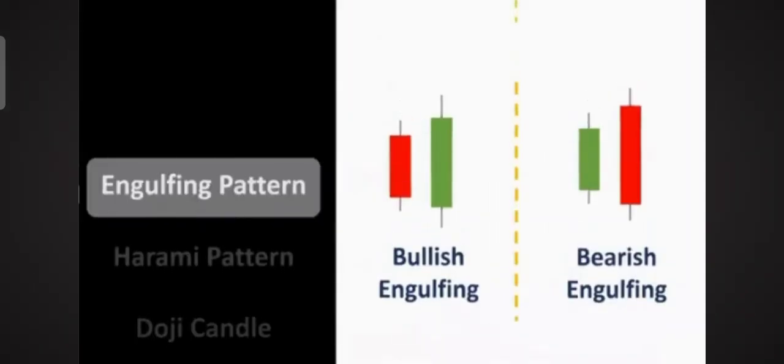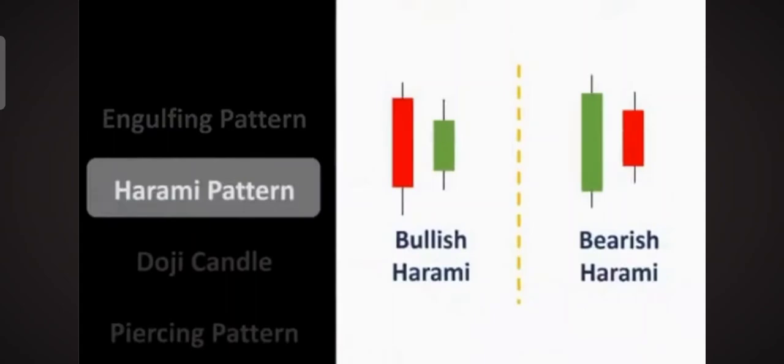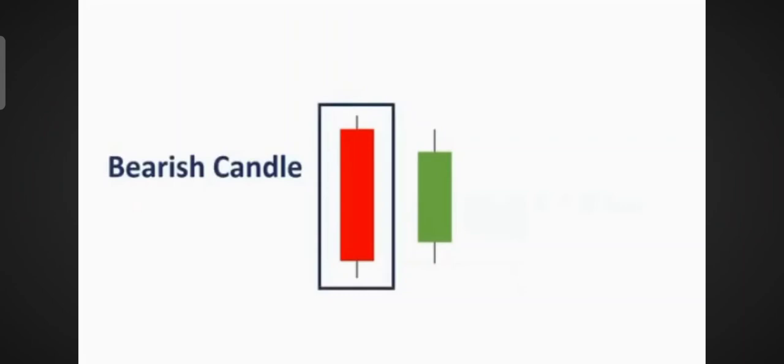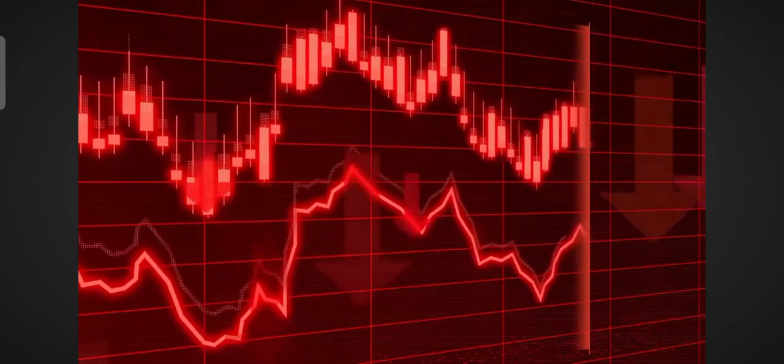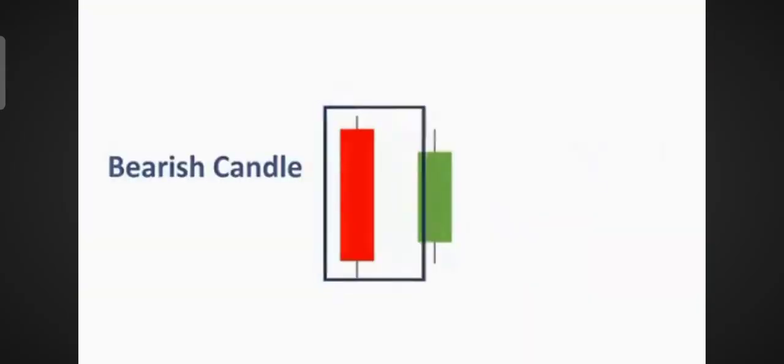The next pattern which we have is the harami pattern. There are also two types in this pattern, the bullish harami and the bearish harami. First we will understand the bullish harami pattern, and that's how it looks in the market. A long red bearish candle which indicates that the bears are controlling the market, they are dragging the market down. And after that a small green candle, you can see on the screen a green bullish candle is formed, which is basically inside the red candle. You see this bullish candle is formed inside the range of the red candle, not crossing the high and low of the red candle.